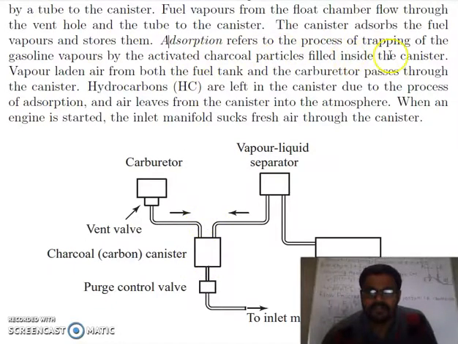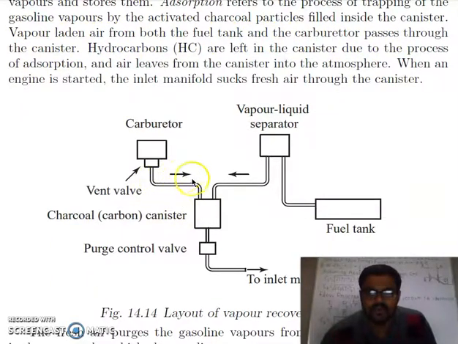Absorption refers to the process of trapping of the gasoline vapors by activated charcoal. So charcoal has a special property: it can absorb the gas, or it can absorb the vapors. Particles are filled inside the canister. Vapor-laden air from both the fuel tank and the carburetor passes through the canister. So these both lines will pass through this canister.